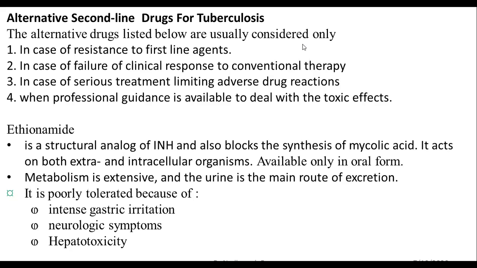Ethionamide is a structural analog of isoniazid and also blocks the synthesis of mycolic acid. It acts against both extracellular and intracellular organisms. Available only in oral form. Metabolism is extensive and it is excreted through urine.